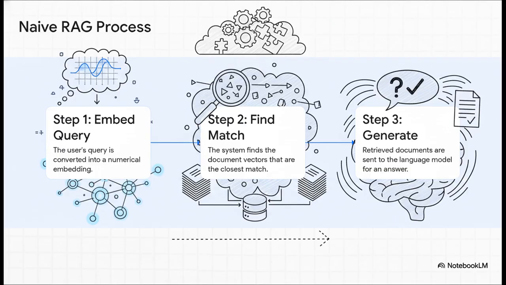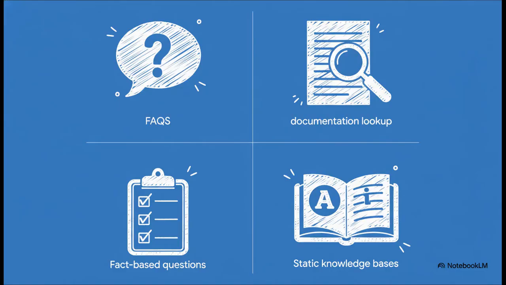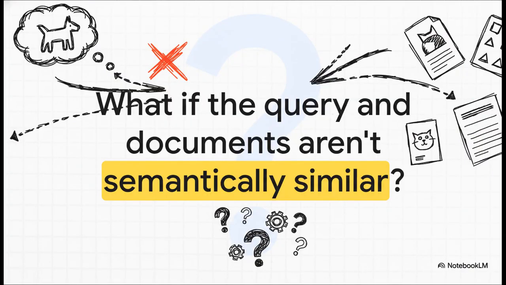Simple, clean, direct. And you know what? That simplicity is its superpower. Naive RAG is fast, it's cheap, it's easy to set up. That makes it absolutely perfect for things like quick fact-based questions, searching through documentation, or powering a simple FAQ chatbot. But here's the catch, and it's a big one. Naive RAG assumes that the user's question and the best answer are already pretty close in meaning. So what happens when they're not? This is where things start to break down, and where we need to get a lot smarter.